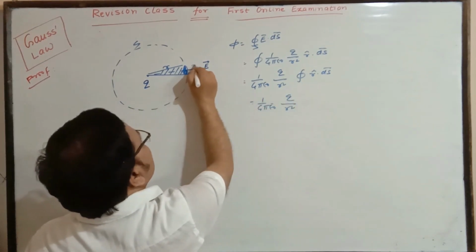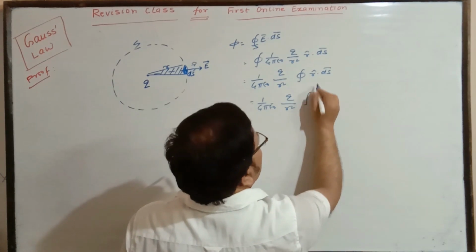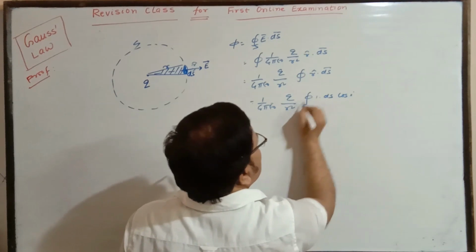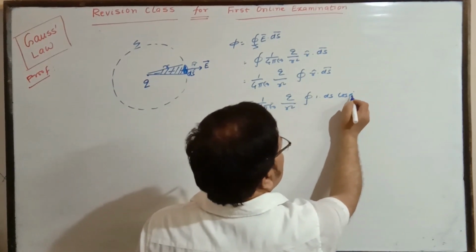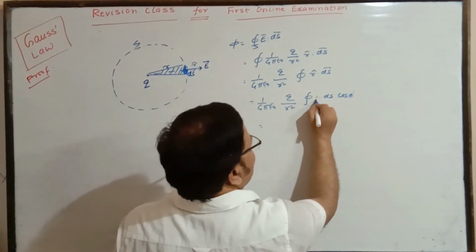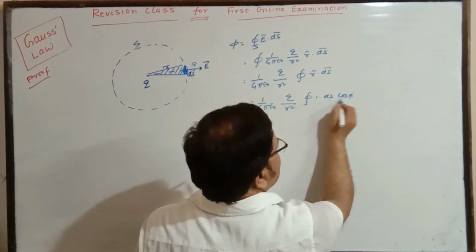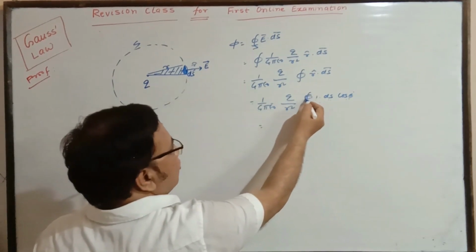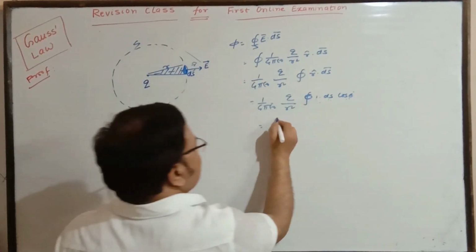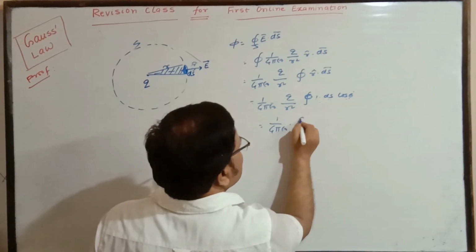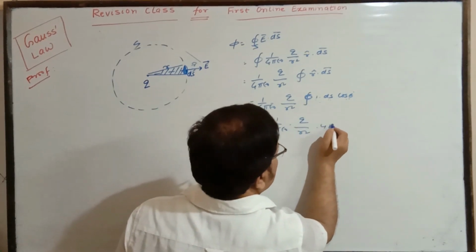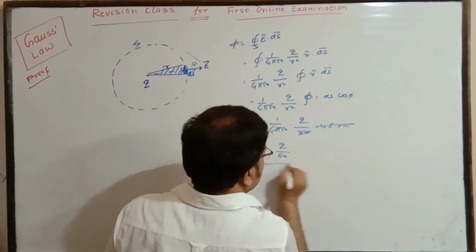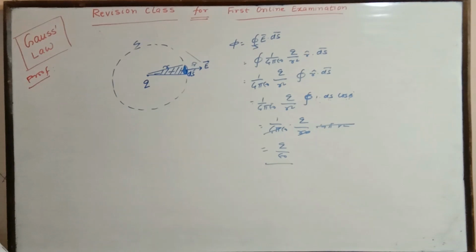This r and dS are in the same direction, so this is mod of r cap, mod of dS, into cos 0 degree for the whole surface. Cos 0 is 1, so this gives only dS. The integral of dS for the whole sphere is 4 pi r square. So 1 by 4 pi epsilon naught q by r square into 4 pi r square; the 4 pi r square cancel out. So this is q by epsilon naught. So Gauss's law is proved.